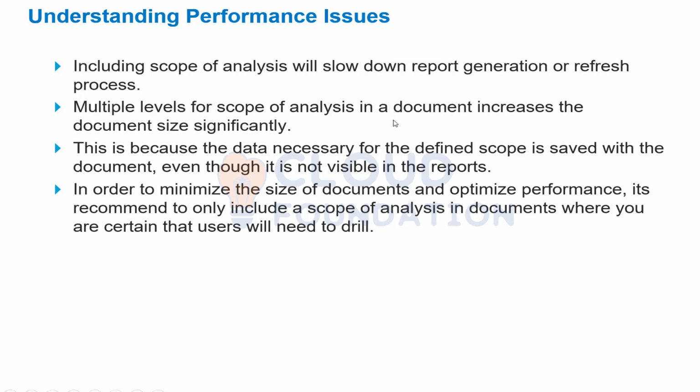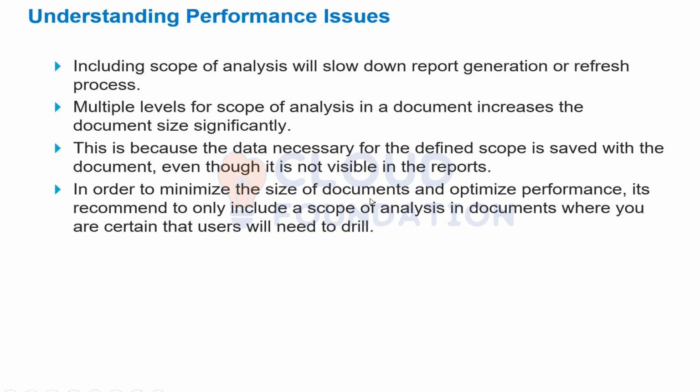Multiple levels for scope of analysis in a document increases the document size significantly. This is because the data necessary for the defined scope is saved with the document, even though it is not visible in the reports. If we set up the scope of analysis like year, quarter, month, and you are only seeing quarter, the data will be saved for months also. Even though it is not visible, the query is executing for months also. So it will impact the performance of the report.